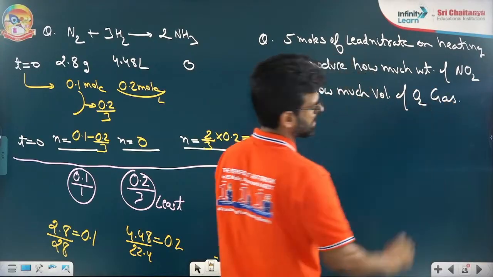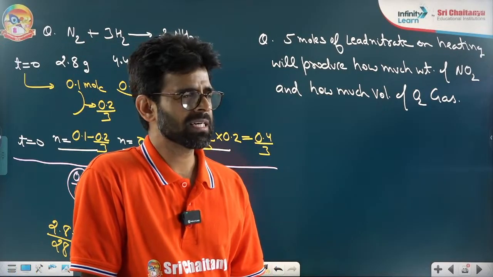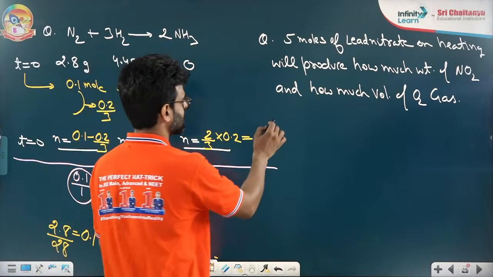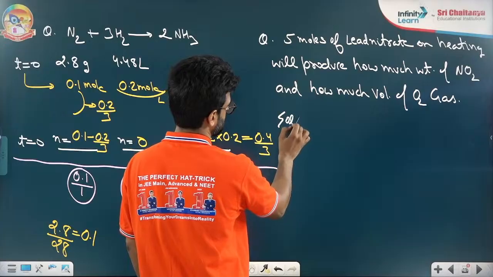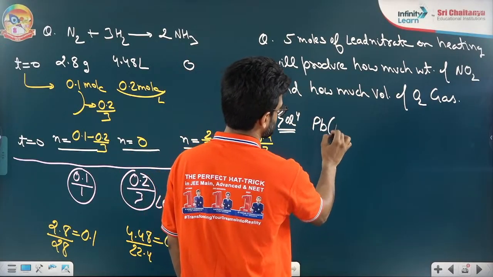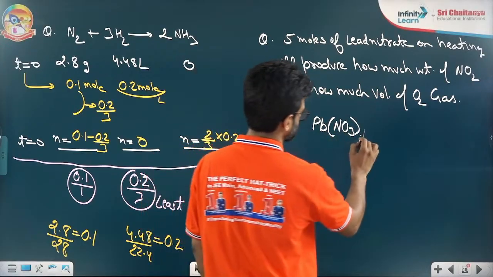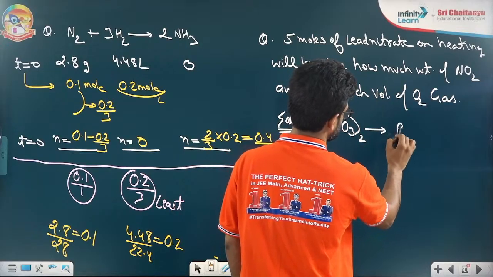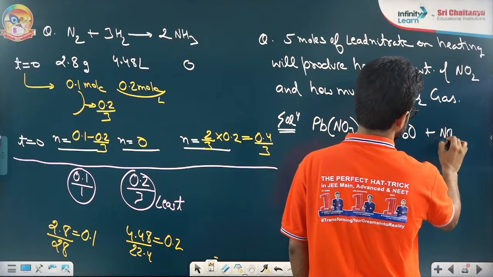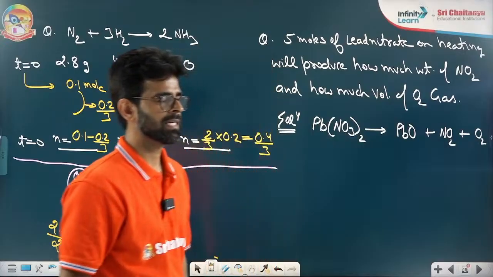Now definitely we need the reaction here. Can you think about it? This is lead nitrate, Pb2+ is there. Pb(NO3)2 is making PbO, NO2 plus O2. Can you balance it first?